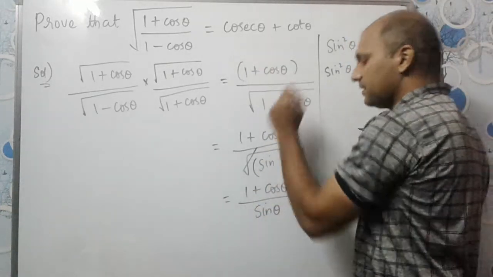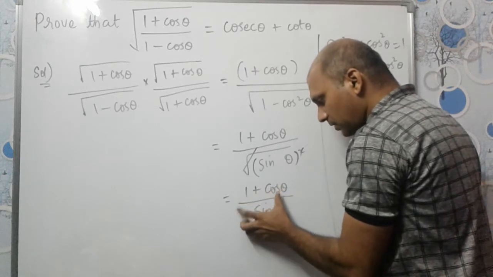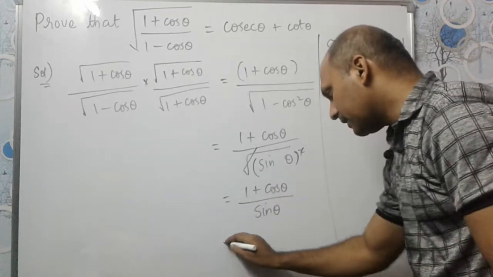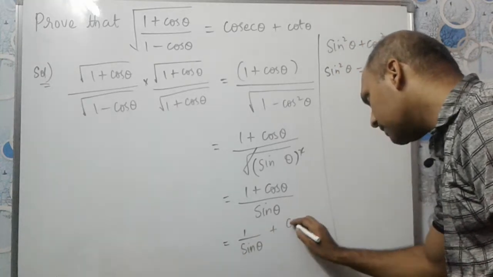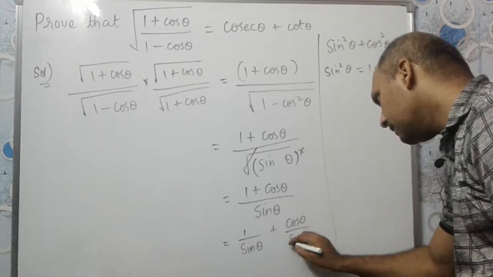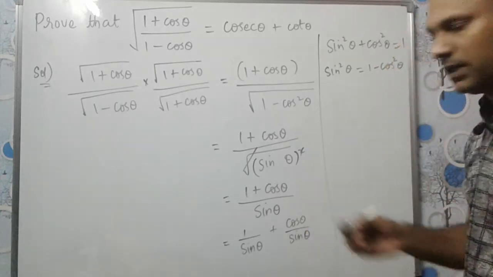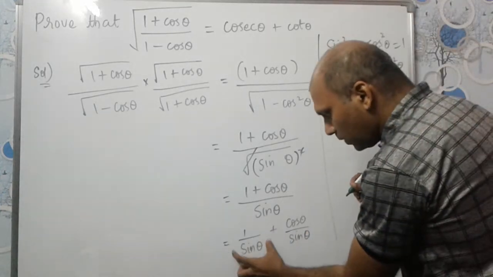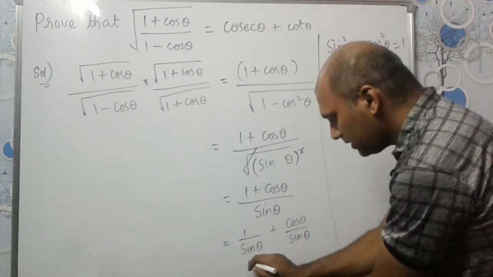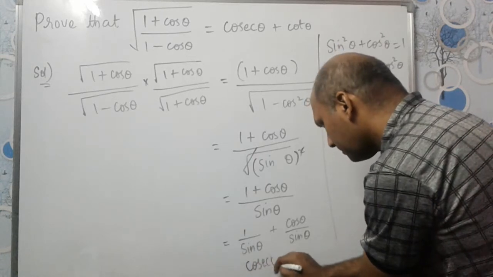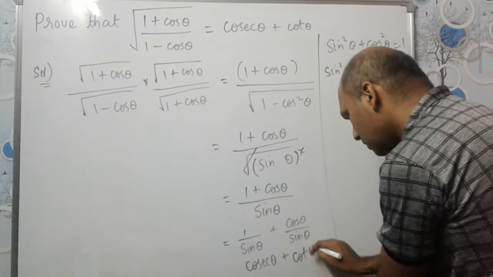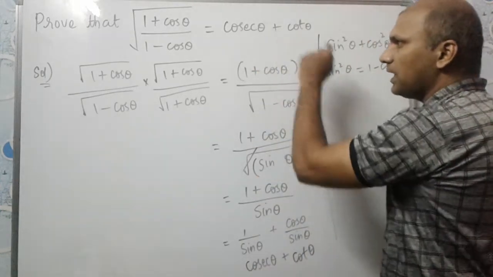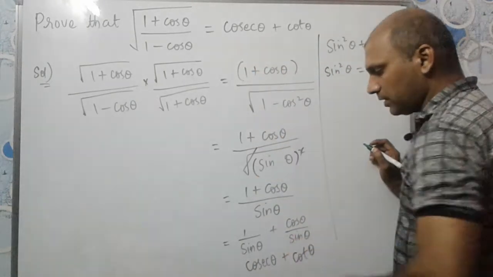We will get the answer now. 1 plus cos divided by sine, we can write as 1 divided by sine theta plus cos divided by sine theta separately. 1 by sine is cosecant, and cos by sine is cot theta. So we got the RHS, cosecant theta plus cot theta.